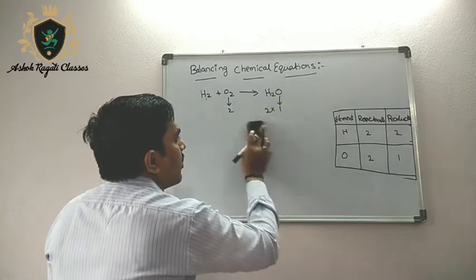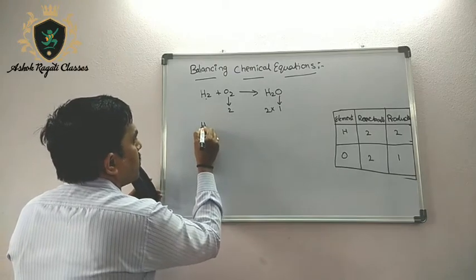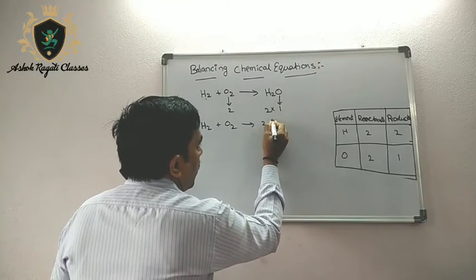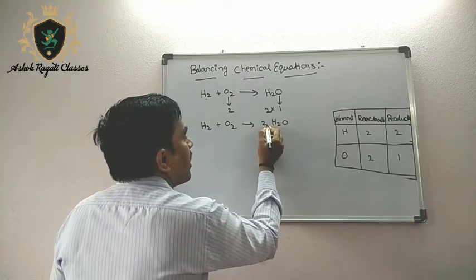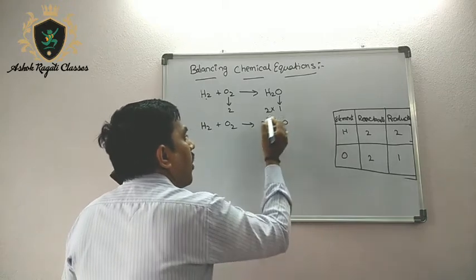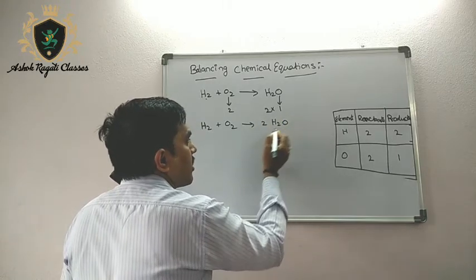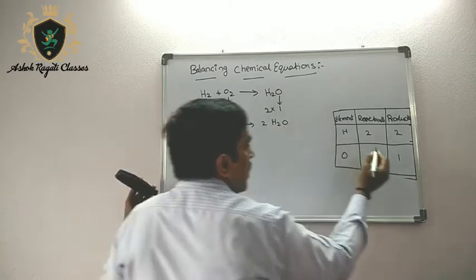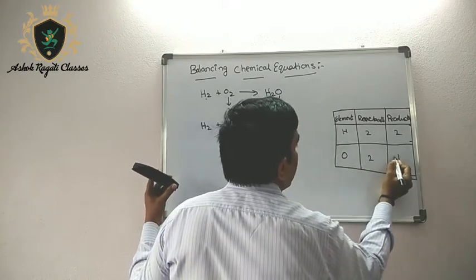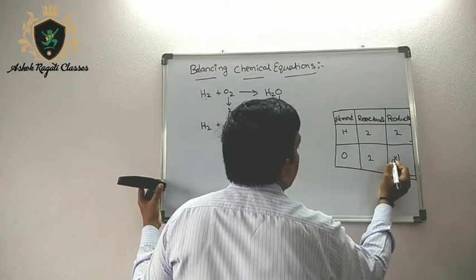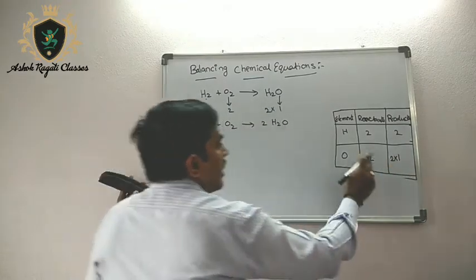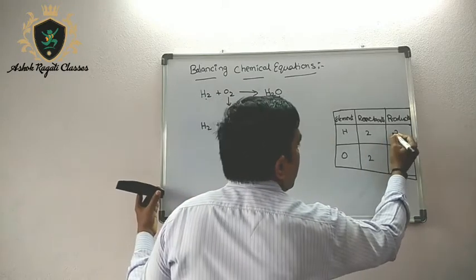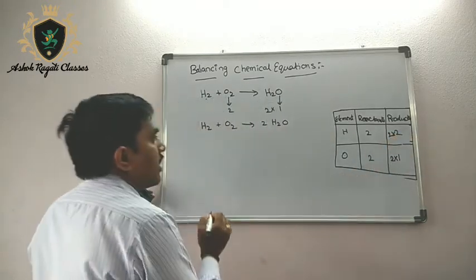Now rewrite the equation. H2 plus O2 gives rise to 2H2O. Here 2 is multiplying all atoms present in this molecule, not only oxygen. Now check it. Oxygens are 2 here, and 2 into 1 is 2 here. What changes did you make? You multiplied with 2, and not only oxygen, this 2 also multiplies the hydrogens. So that means 2 into 2. Okay, so oxygens are balanced.